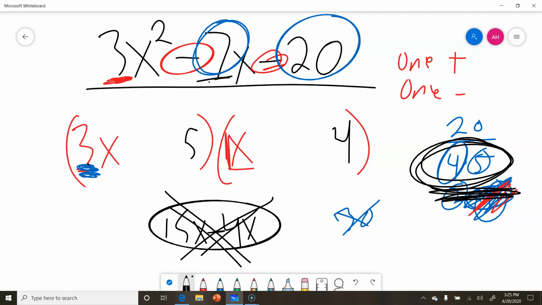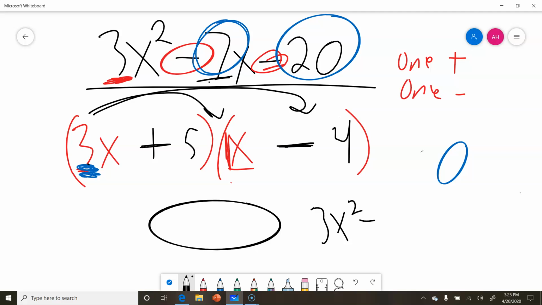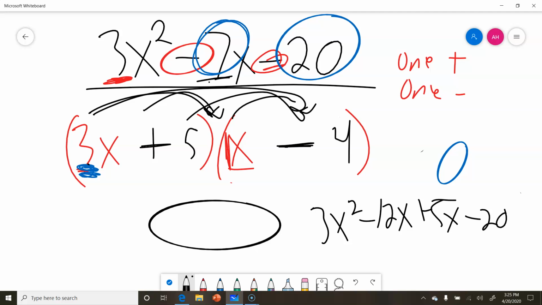And it is the 5 here and the 4 here. And then I just know that the bigger one is going to be negative and the smaller one is going to be positive. So let's see how that would work out. If I now multiply, I get 3x times x, I get 3x squared. 3x times negative 4 is negative 12x plus 5x. And then I do that, and I get minus 20. So I get 3x squared minus 7x minus 20. There's my answer. I did it.